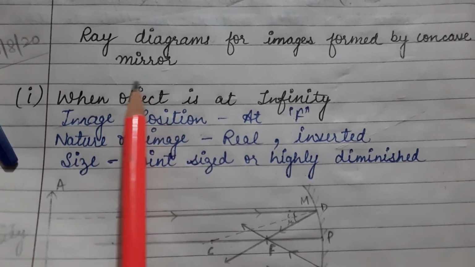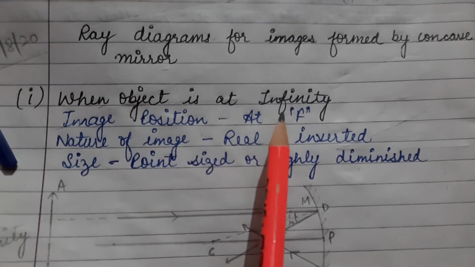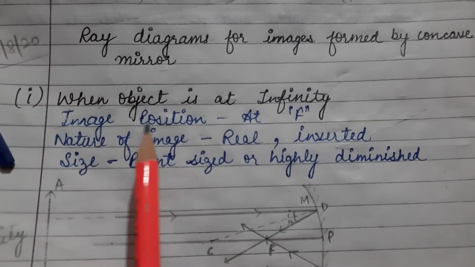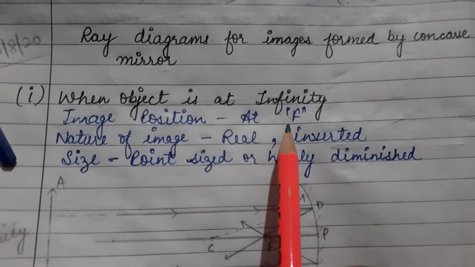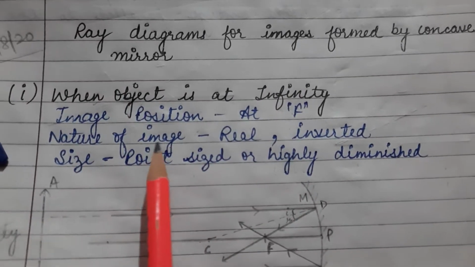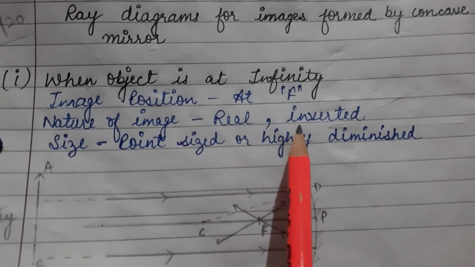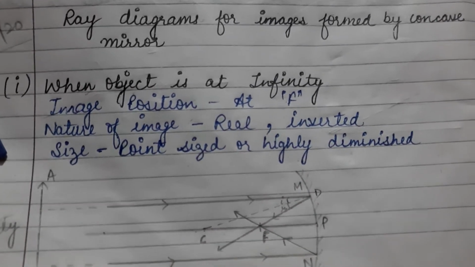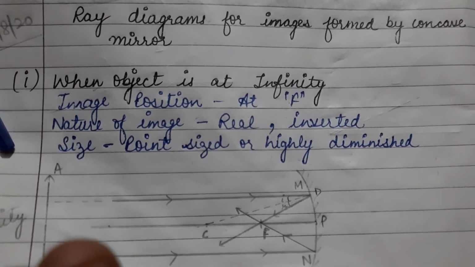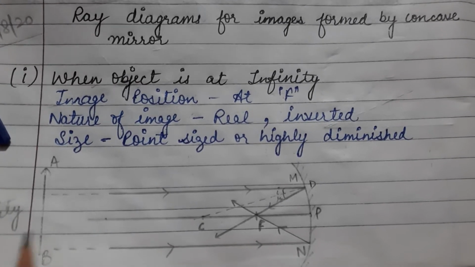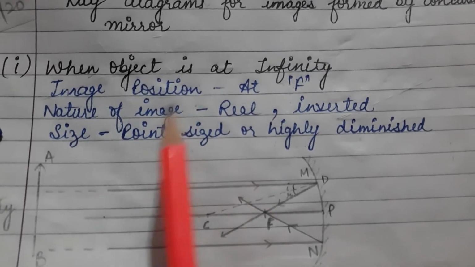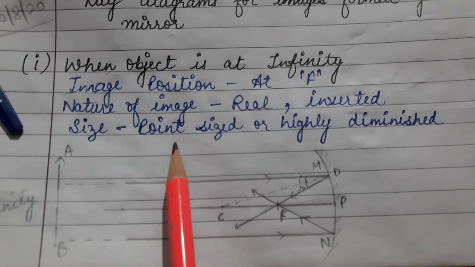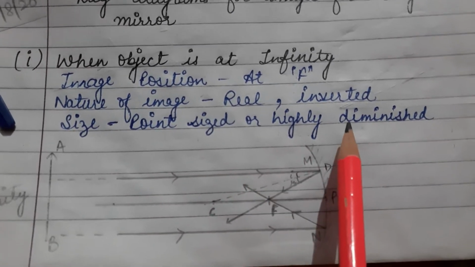Now the very first case is when the object is at infinity. Then the image position will be at focus, and the nature of image will be real and inverted. Real images are those that lie on the same side as the object. And the size is point sized or highly diminished.